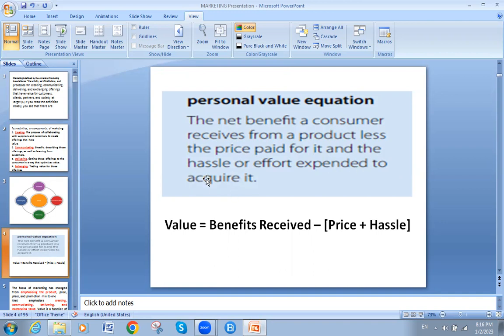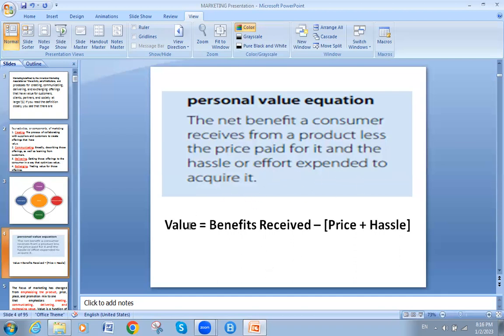Hassles. As an example, I want to buy a shirt. It's not only the price of the shirt, because I also waste around one hour going to the market or the mall to buy it. I might take a taxi or some other kind of transportation, and that costs me more money and effort at the same time. All this we call hassle, or efforts expended to acquire it.